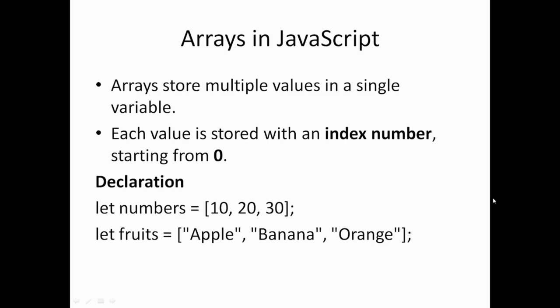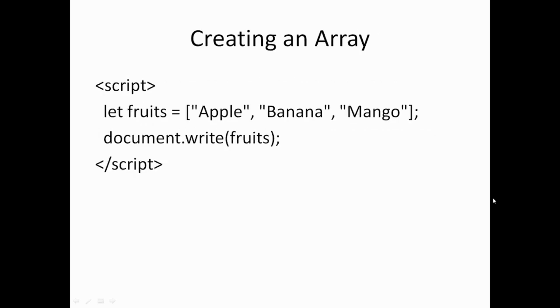Arrays. Like other languages, an array contains a collection of values. An array is used to store multiple values in a single variable. Each value is stored at an index number starting from 0. So here there is an array called number, containing 10, 20, 30. An array called fruits contains the values apple, banana, orange. The value apple is stored at index 0, banana at index 1, and orange at index 2. To create an array, we use the keyword let, then the array name, equal to, and within square brackets we can mention the values of the array separated by commas.